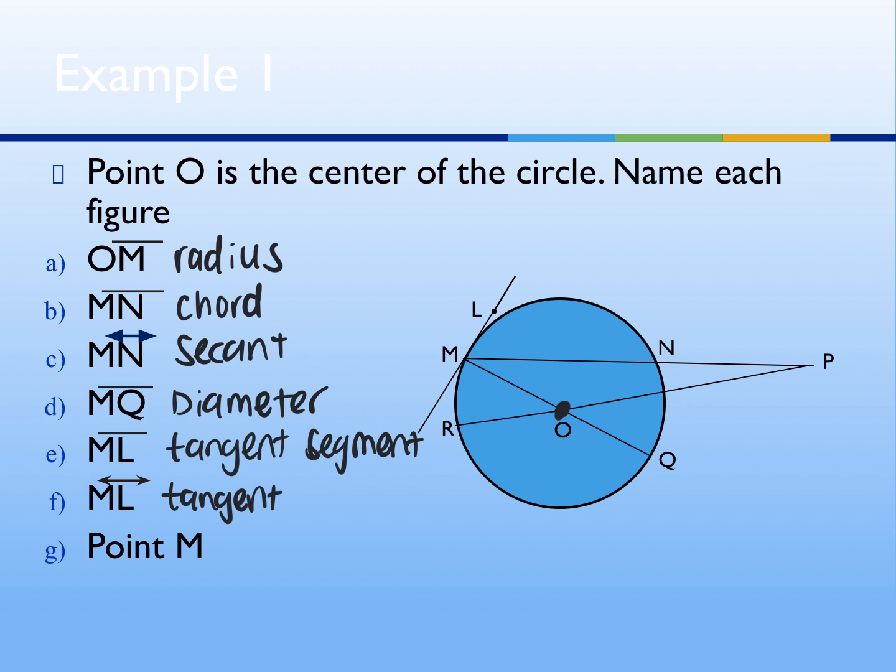What would we call point M? It is not the center and it's not the tangent. It's the point of tangency, okay?